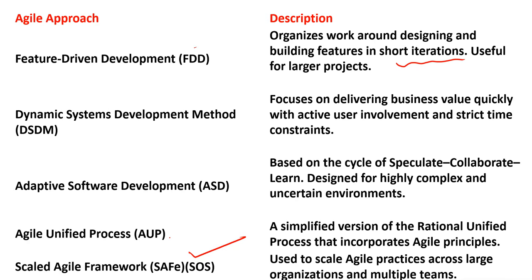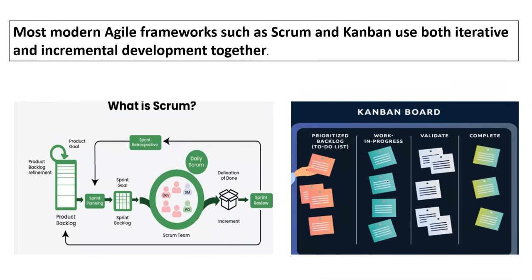Sometimes it happens that there are two or three different teams working in silos. At the end, they want to coordinate their work. So the question will come: if they want to coordinate their work, what will they have to do? So you have to select SAF, Scale Agile Framework, or SOS, Scrum of Scrums. So I hope this is clear, right?